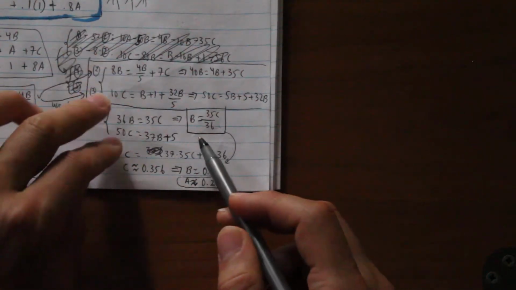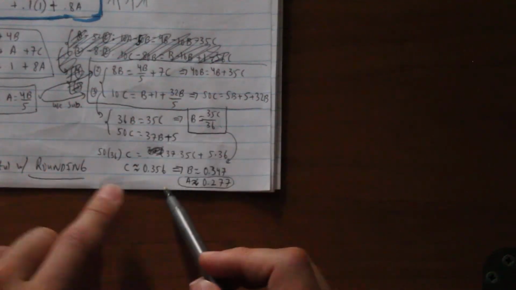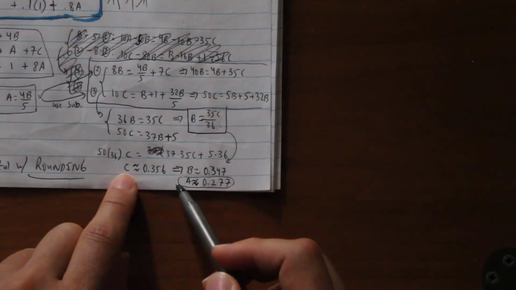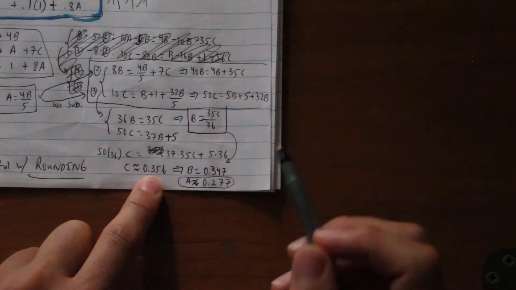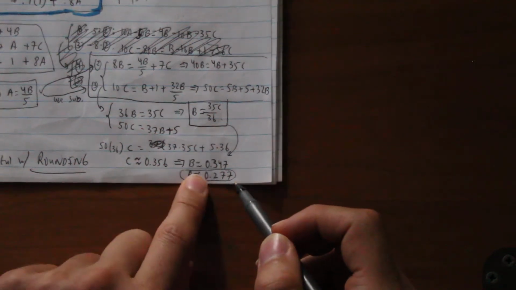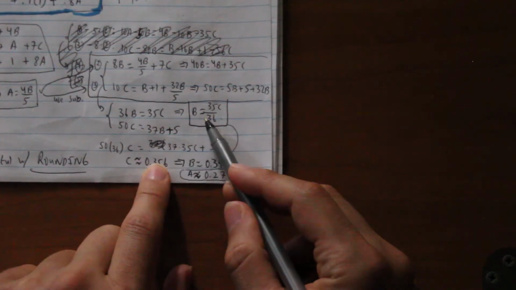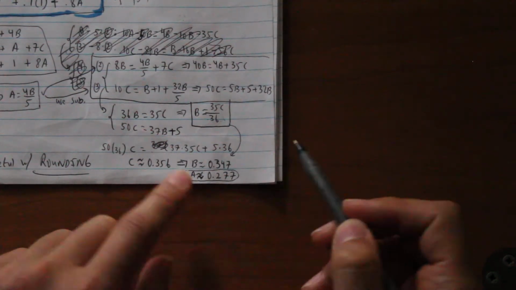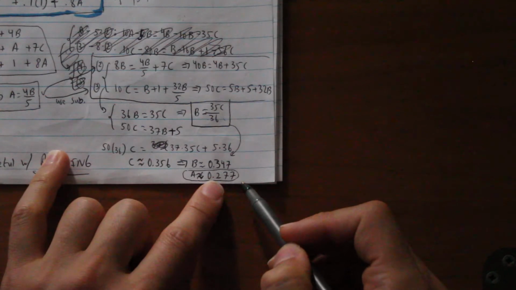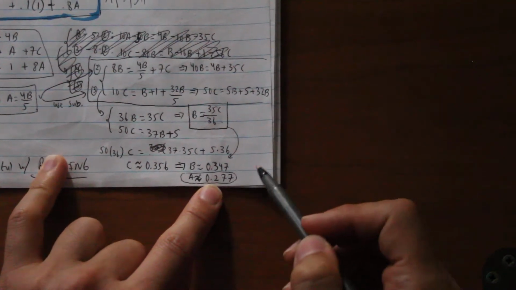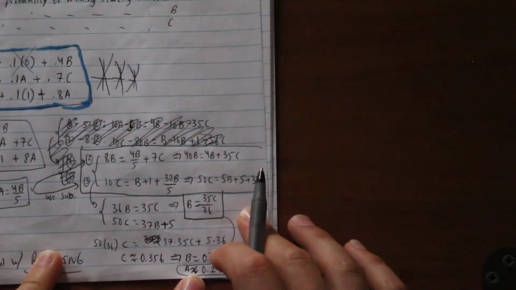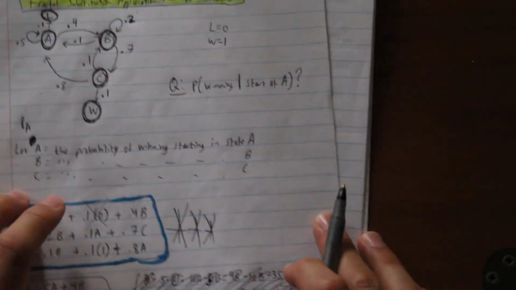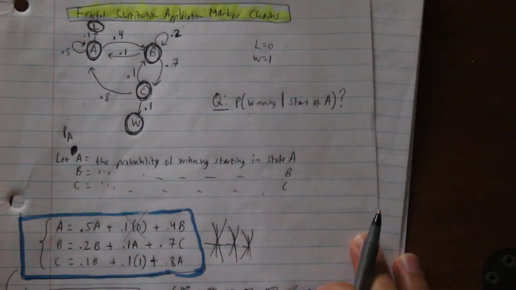If you do this properly, 2 systems of equations with 2 unknowns, you should get C's about 0.356. So if you start at C, you have about 35.6% chance of winning. For B, we're going to use that substitution, so now B's 34.7%, and A, the original question, is about 27.7, so let's just say about 28% chance. So the answer to the original question is we have a 28% chance of winning if we start at A.